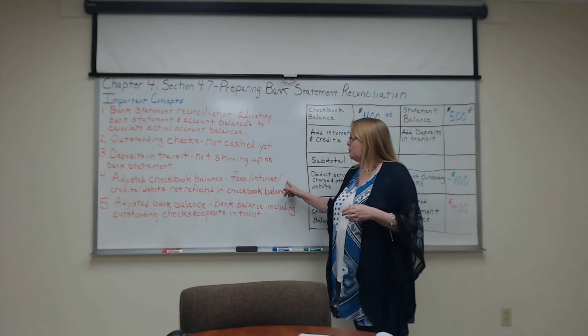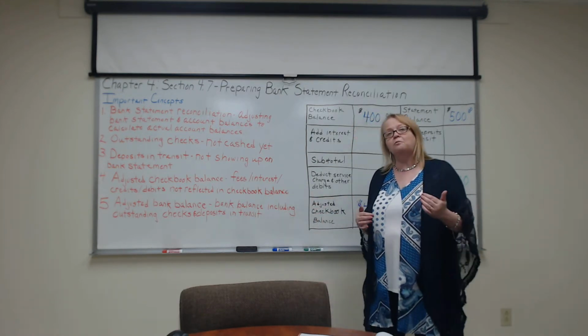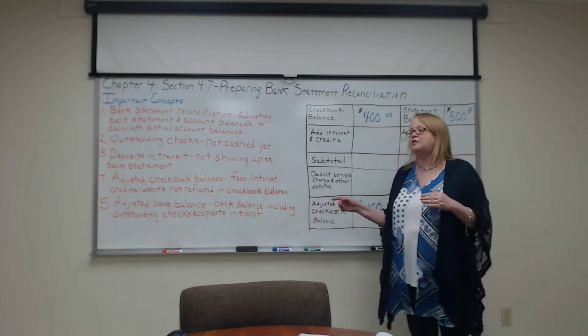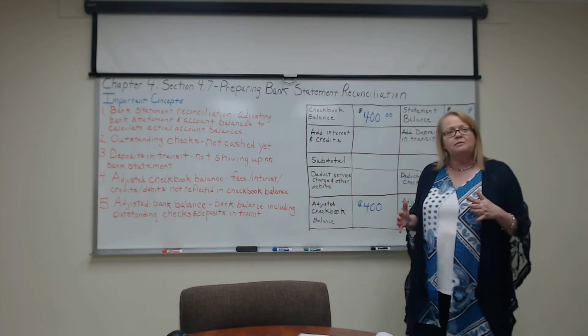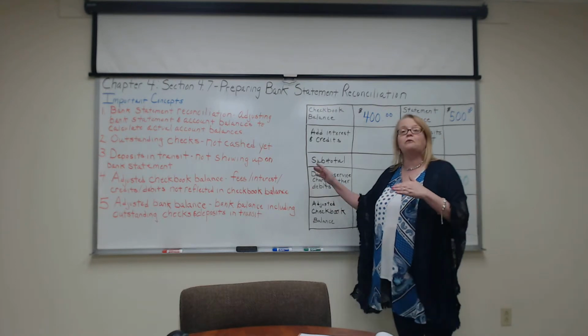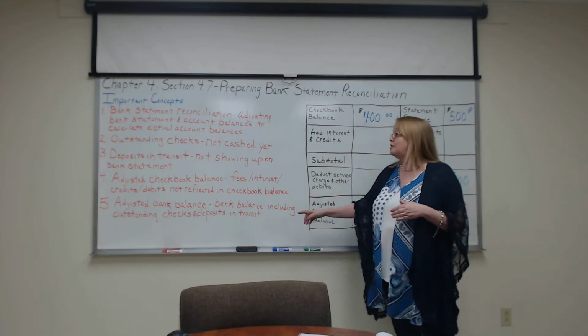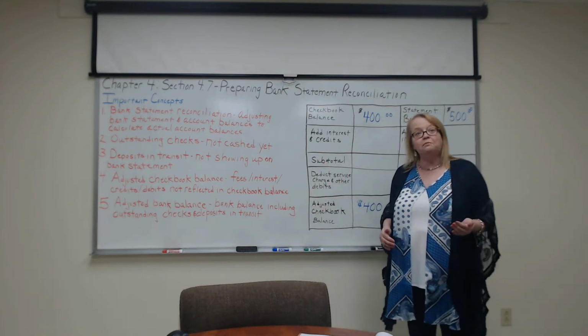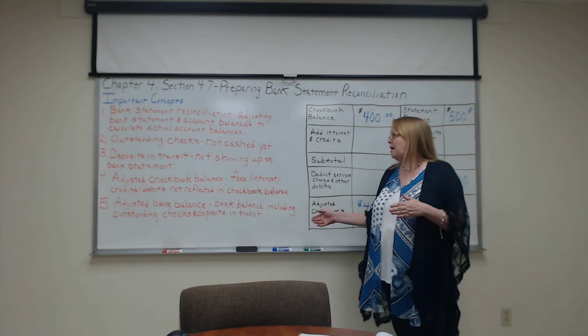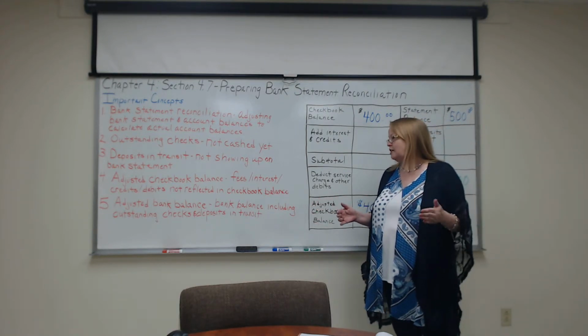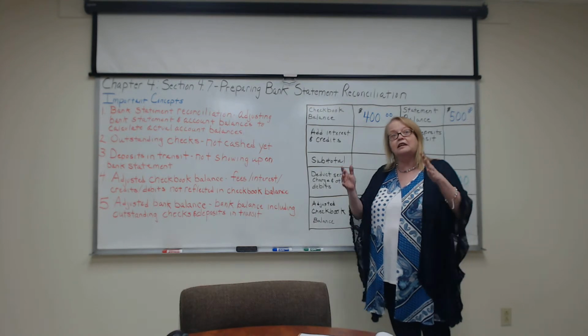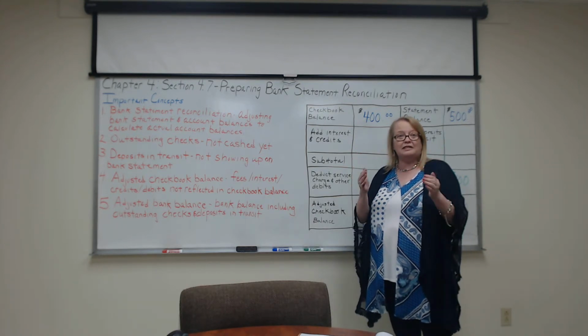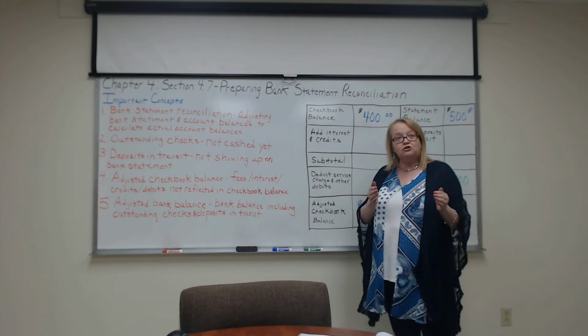An adjusted checkbook balance is when you incorporate things like fees or interest, any credits or debits that are coming from the bank that are not reflected in your checkbook balance. And then, of course, an adjusted bank balance is the bank balance where you include outstanding checks and deposits in transit that weren't necessarily showing up.